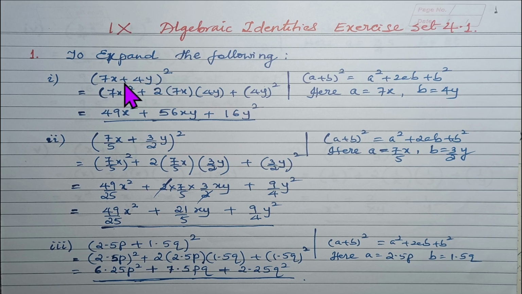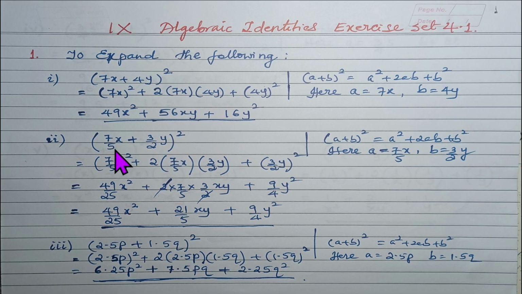Now (7x plus 4y) whole squared is nothing but (a plus b) whole squared. Therefore the identity which can be used is (a plus b) whole squared is equal to a squared plus 2ab plus b squared. And here a is 7x and b is 4y. So put the values of a and b in the RHS. We get (7x) whole squared plus 2 times 7x into 4y plus (4y) whole squared. 7 squared is 49x squared, 2 times 7 times 4 is 56xy, and 4 squared is 16y squared. So that is the expansion of the given (7x plus 4y) whole squared.